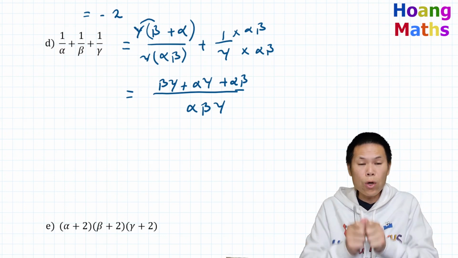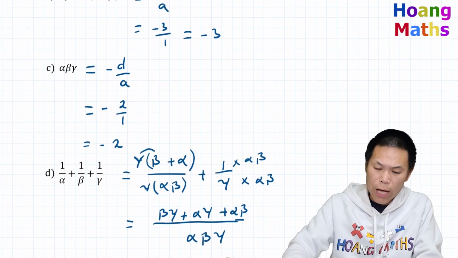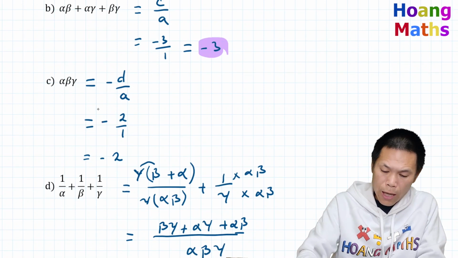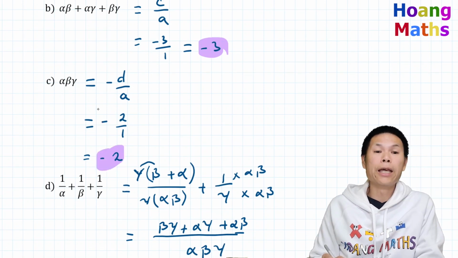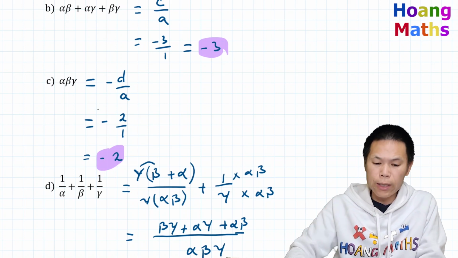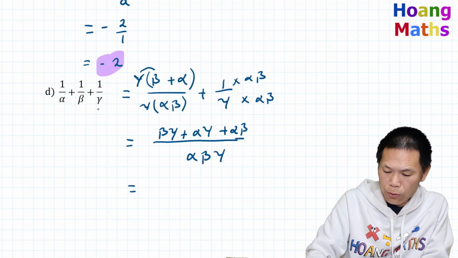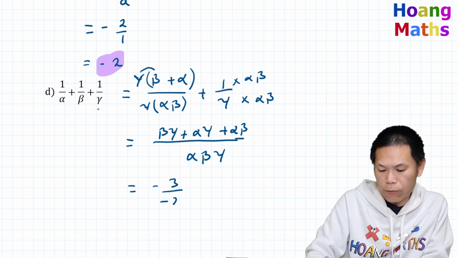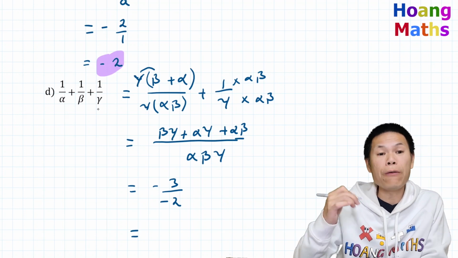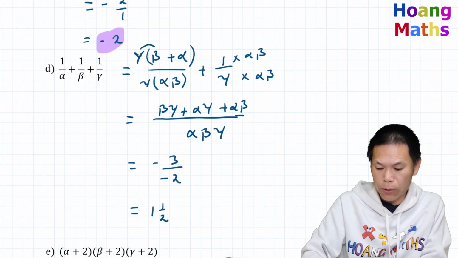So now what I do, I just substitute this value in. So the sum of the products of the roots is negative 3. And the product of the roots is negative 2. So in other words, negative 3 over negative 2. So negative over negative is positive. So that is 1.5. So 1.5. That we do.